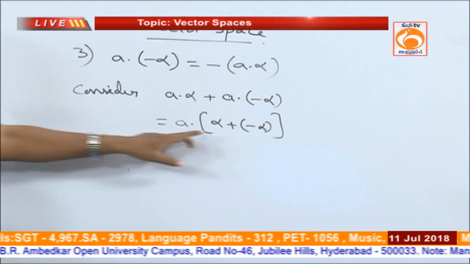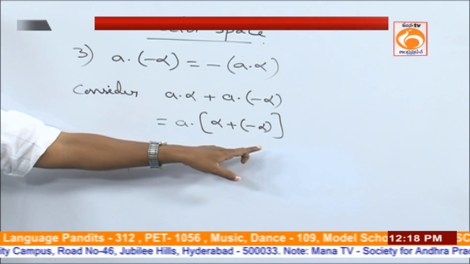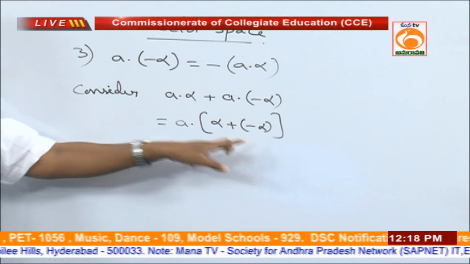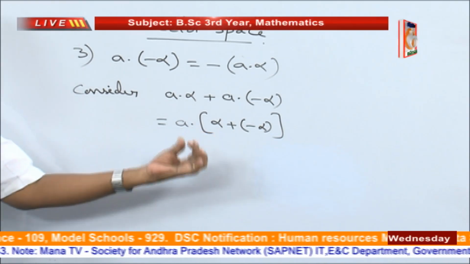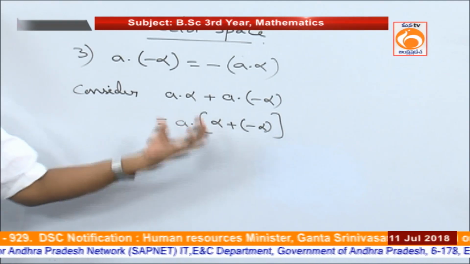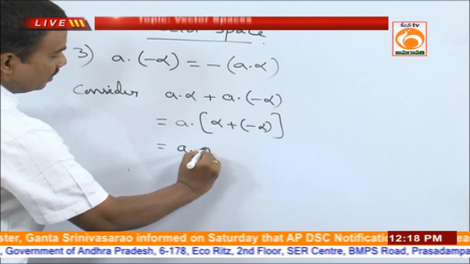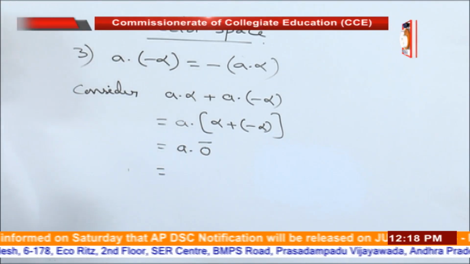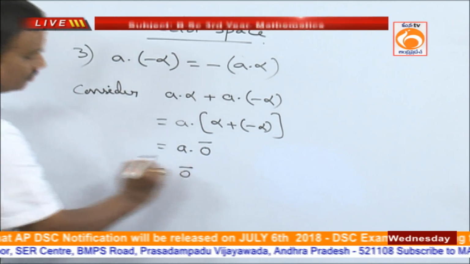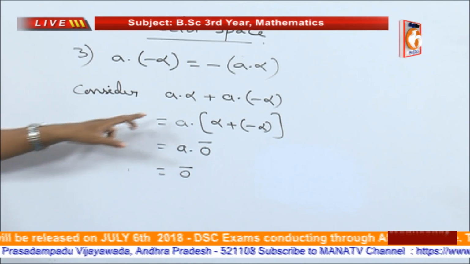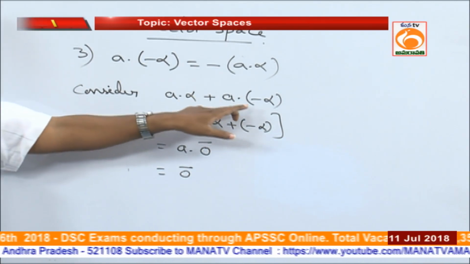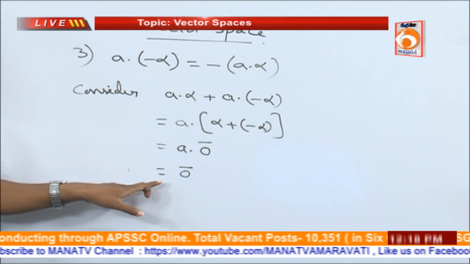But what is the value of alpha plus minus alpha? Just now we said minus alpha is the additive inverse of alpha. So, when you add an element to its additive inverse, the result will be the 0 vector. So, this is A dot 0 bar, but what is A dot 0 bar? Just now the first result shows this is 0 bar. That means, when I add A dot alpha with A dot minus alpha, I am getting the 0 vector.